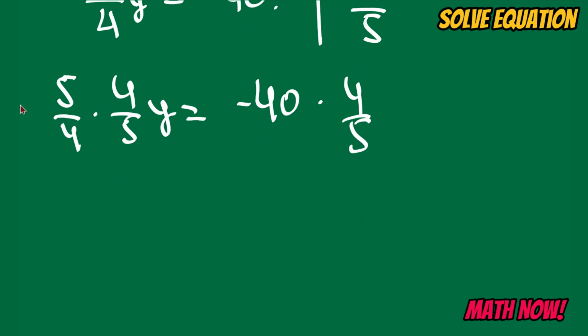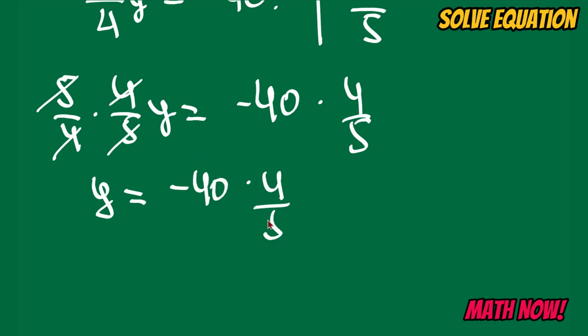And in this case, it cancels out. 5 is going to be canceled out, and 4 is going to be canceled out, and it's going to be y equal to minus 40 multiplied by 4/5. Okay, so minus 40 multiplied by 4/5.